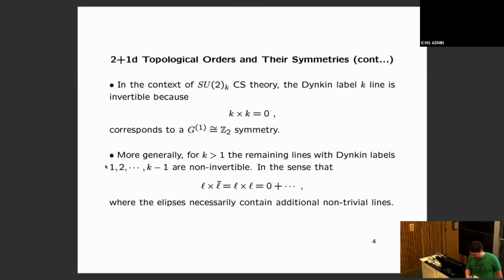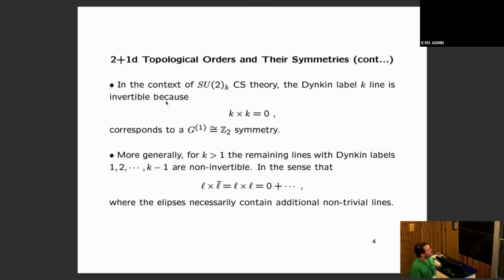So just to drive this point home about invertible versus not, let's consider again SU(2) at level K Chern-Simons theory. There, the Dynkin label K line turns out to be invertible, because if you take the Dynkin label K line and fuse it with itself, you get the trivial line. So this is the center symmetry of the SU(2) Chern-Simons theory, and this corresponds to a Z2 one-form symmetry, an invertible symmetry.